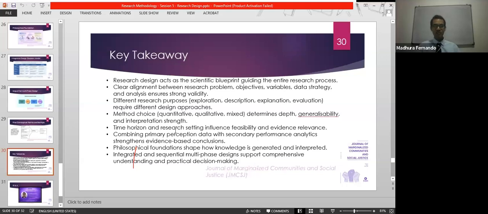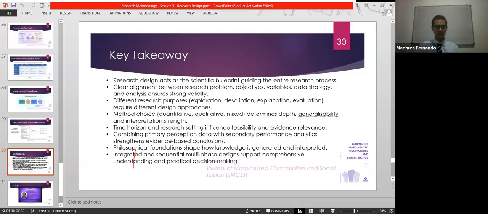Time horizon and research setting influence feasibility and evidence relevance. Right? Time horizon means sometimes you need to conduct your research longitudinally. You have to choose different points of time to increase the feasibility and validity of your evidence, right? Combining primary perception data with secondary performance analytics strengthens the evidence-based conclusion.